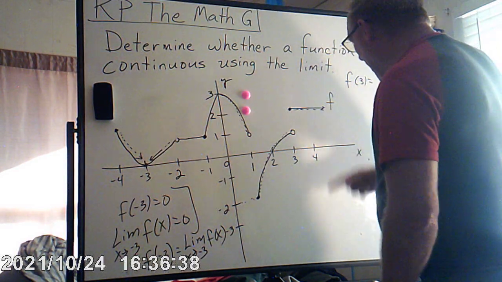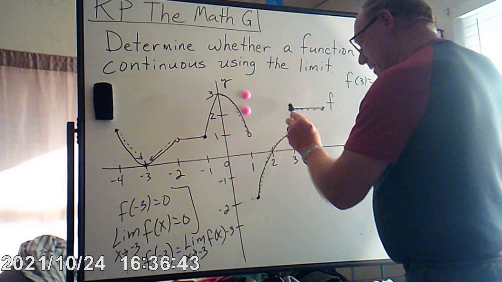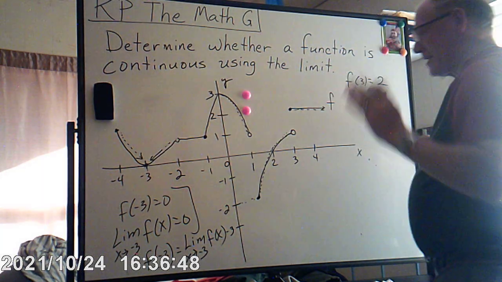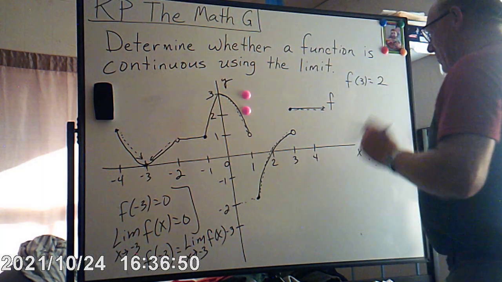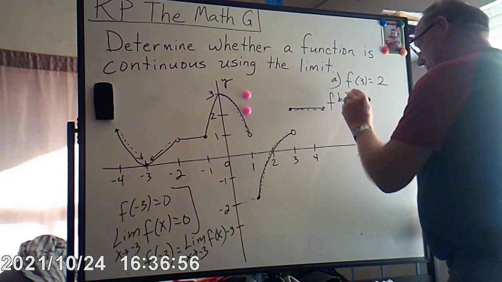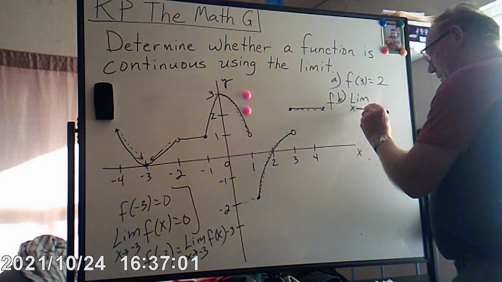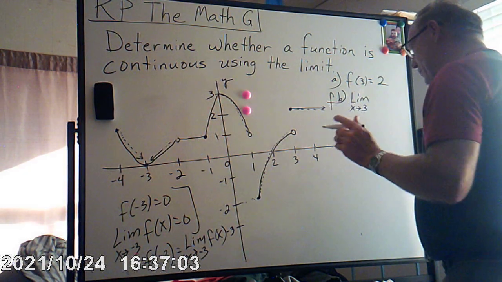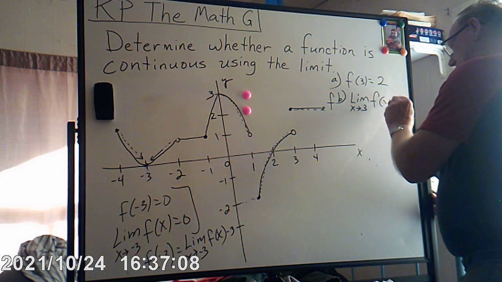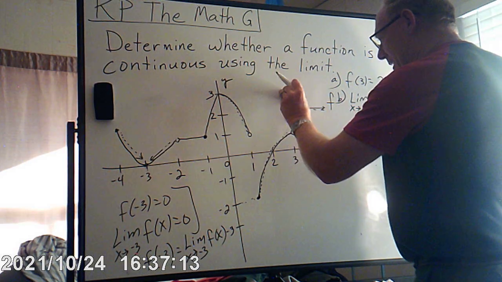Okay, f at 3. Now, it's not 1, but it is 2, isn't it? We're looking for the solid part. f at 3 is 2. It does exist. Part 1 is good. Part 2 is the limit. I'm just going to go ahead as x approaches 3. I'm not going to do left or right first, but I'll show you left or right. So here we go.